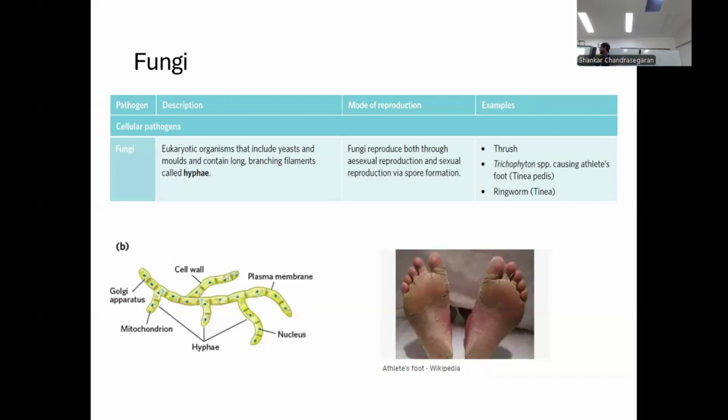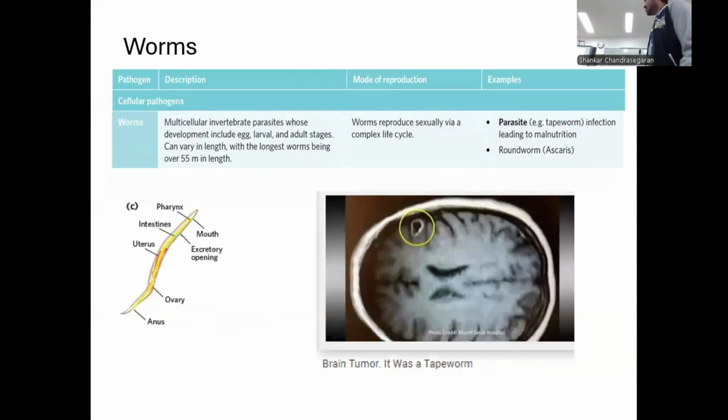A few examples are athlete's foot, that's caused by fungi, and ringworm. That's basically something that can potentially happen if you don't wash your socks for a long time. You keep wearing the same socks, and you can have something in a ring shape forming on your feet that is caused by ringworm, if I remember correctly. Then there's also thrush. We can go through the different diseases caused by these different pathogens in a bit.